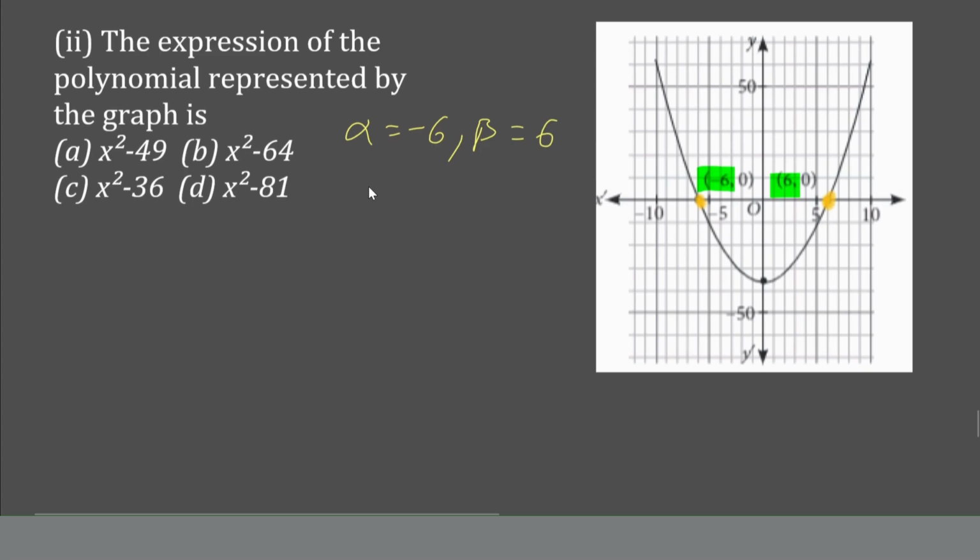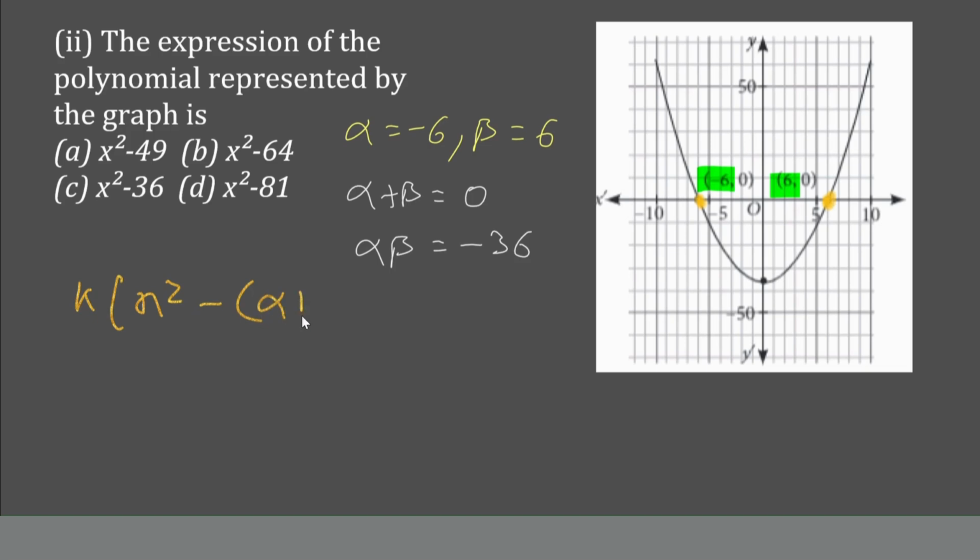And what we will do, we will find the sum and the product. So what is the sum of these two zeros? That is -6 plus 6 is 0, and the product of the zeros, minus 6 multiplied by 6, is what? -36. Now, once we have obtained the sum and the product, we can frame the polynomial by using this: x square minus sum of the zeros times x plus the product of the zeros. So let it be k only.